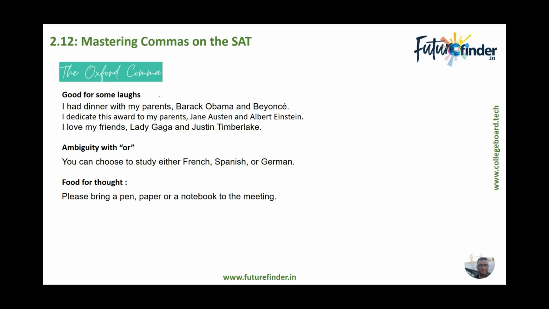I had dinner with my parents, Barack Obama and Beyonce. So what did I mean? Did I mean that Barack Obama is my father and Beyonce is my mother? I definitely didn't mean that. I wanted to say that there were four entities: my parents, that is my mother and my father, and there was Barack Obama and there was Beyonce. If we don't put a comma this way, it could be read as a pair, which would ambiguously mean that I had dinner with my parents, father being Barack Obama and mother being Beyonce, which is not what the sentence originally intended.